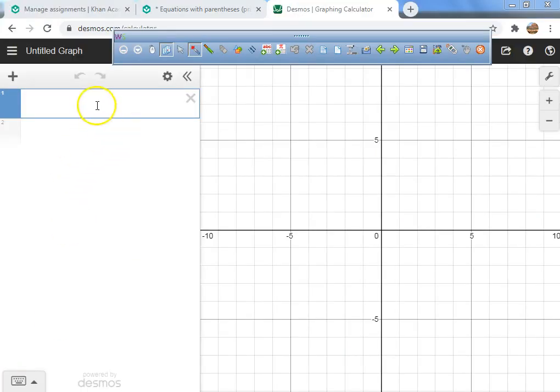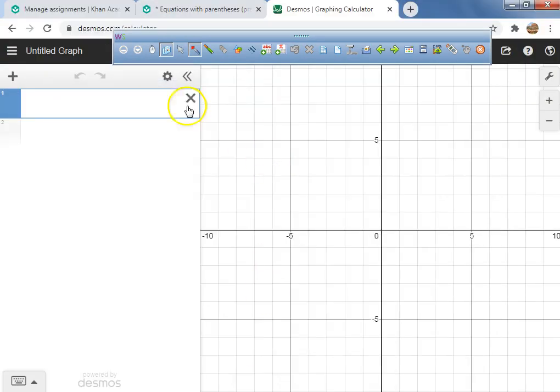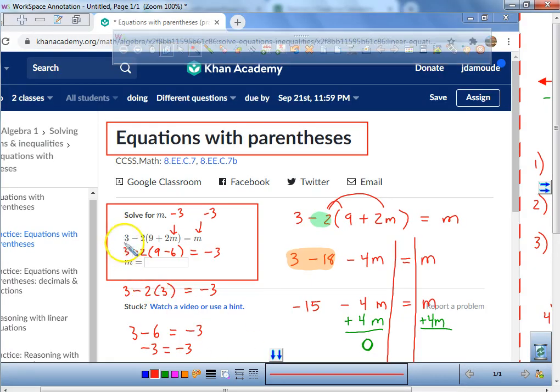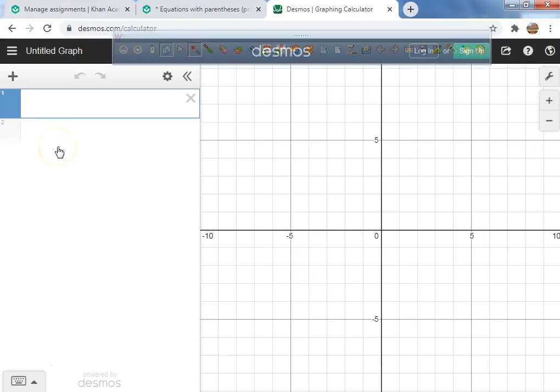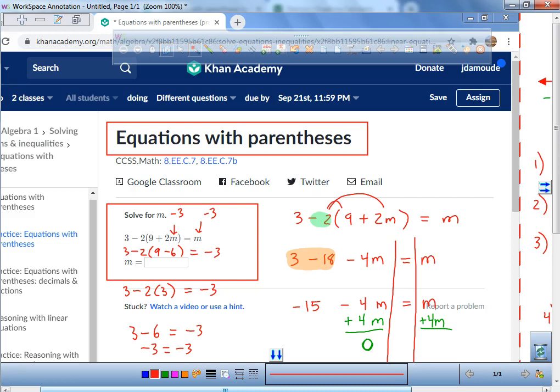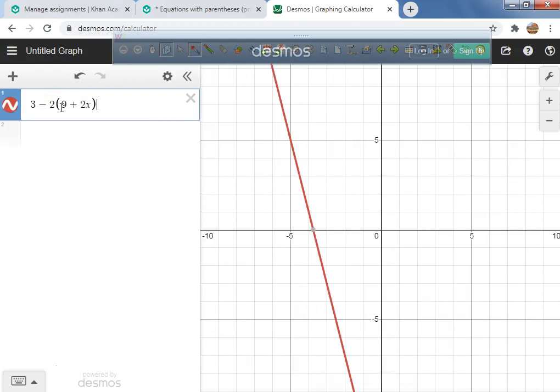So I've opened up this graphing calculator called Desmos, all right? And you can, obviously, use your TI-84 Plus CE or TI-84, but we're going to use Desmos because it's easier to see. So let's take a look at our equation. It says 3 minus 2, parentheses, 9 plus 2m. Now, Desmos does not graph in terms of m, all right, but it does graph in terms of x. So I'm going to put 3, all right, minus 2, open parentheses, and then I'm going to put 9 plus 2x. So we'll put 9 plus 2x and close the parentheses.